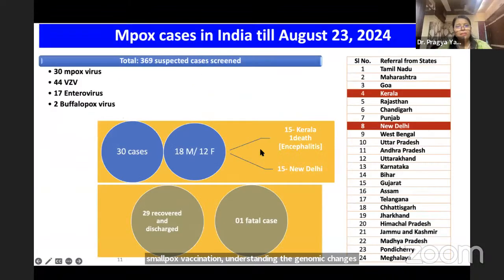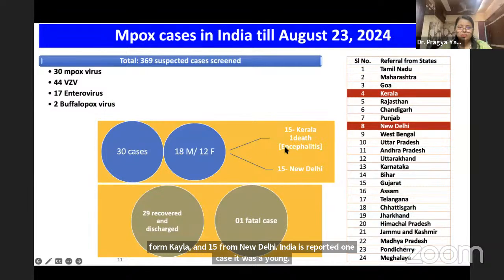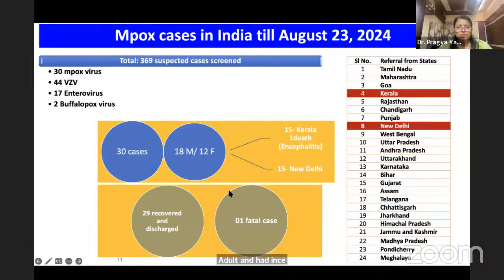and we are also in the process of working with a vaccine candidate. So far, India has reported, counting all, 30 monkeypox cases, and in this process we could detect 44 varicella zoster virus, 17 enterovirus, and 2 buffalopox virus cases. The monkeypox cases include 18 male and 12 female, 15 from Kerala and 15 from New Delhi. India has reported one fatal case. It was a young adult who had an encephalitis presentation. Out of these cases, 29 recovered and were discharged, and one was fatal.